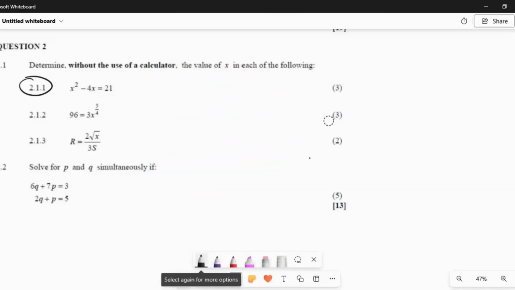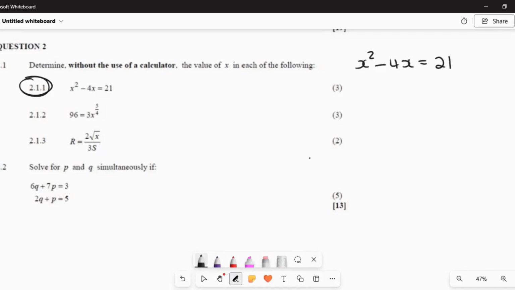Hello again, guys. As promised, in this video, we're going to address the issue of equations, simultaneous equations, as well as literal equations. So let us start with the first one, 2.1.1. We are given x squared minus 4x is equal to 21.